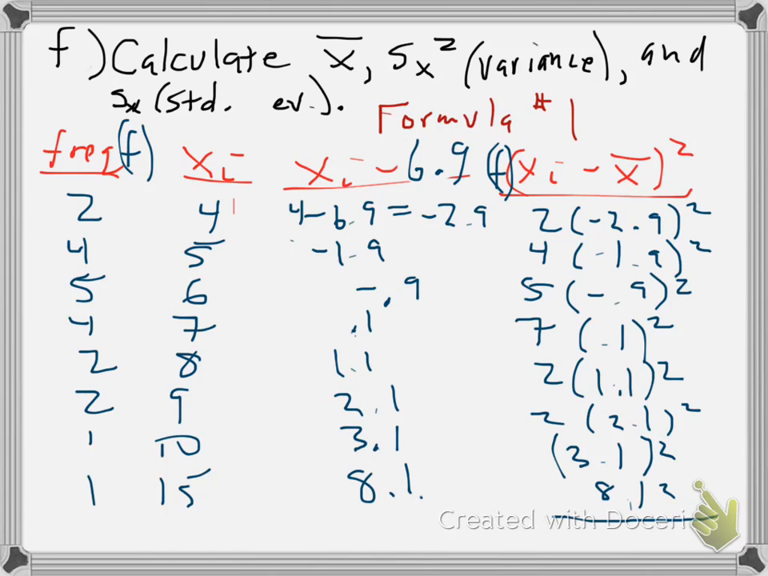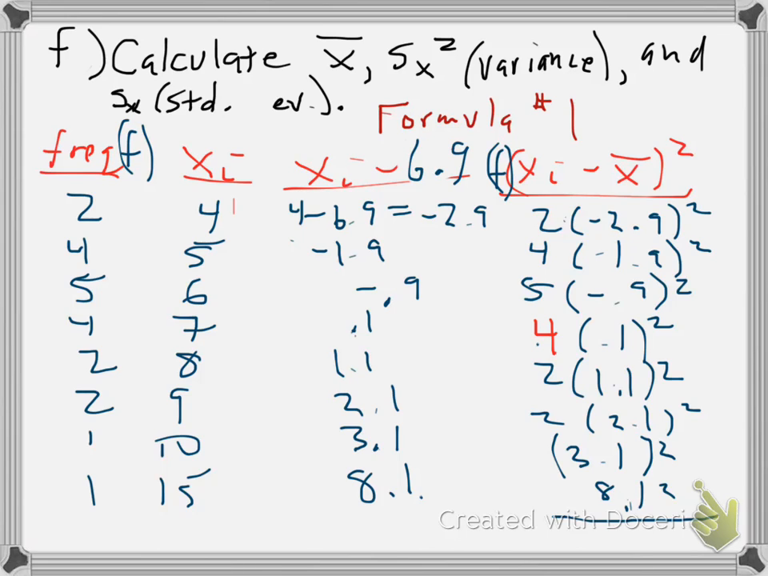Okay, I'm going to add all these up. So I am going to take 2 times, I'm going to make sure I multiply. So it would be 2 times 2.9 squared plus 4 times negative 1.9 squared plus 5 times negative 0.9 squared, etc., etc. I'm going to pause the video and do it. Hopefully you can too.